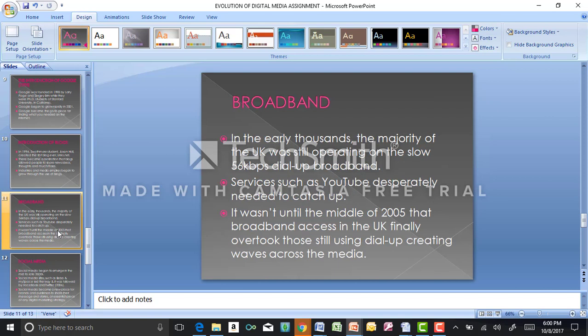Broadband. In the early thousands, the majority of the UK was still operating on the slow 56 kilobytes dial-up broadband. Services such as YouTube desperately needed to catch up, and it wasn't until the middle of 2005 that broadband access in the UK finally overtook those still using dial-up, creating waves across the media.